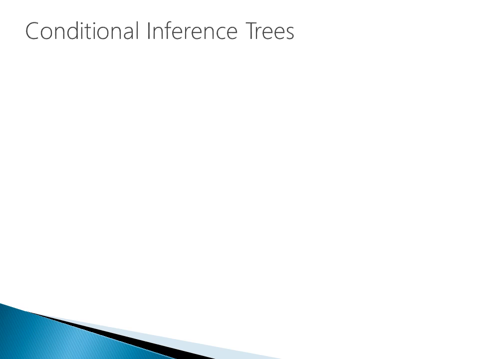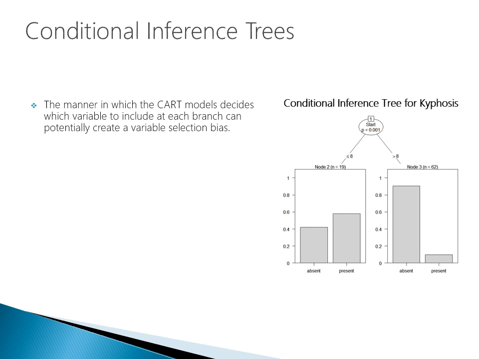A different class of decision tree models are what's called conditional inference trees. The manner in which CART models decide what variable to include at each branch can potentially create a variable selection bias. So we've talked about using information gain and the gain ratio and Gini index for creating the splits, okay, and that creates a selection bias.